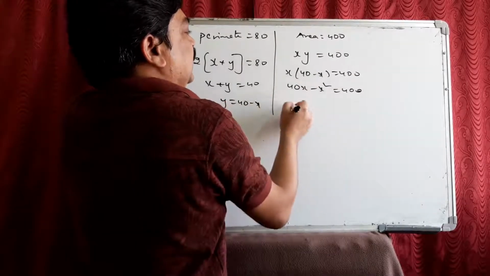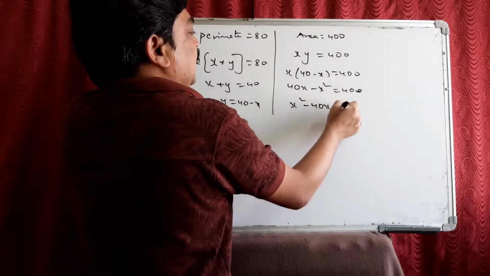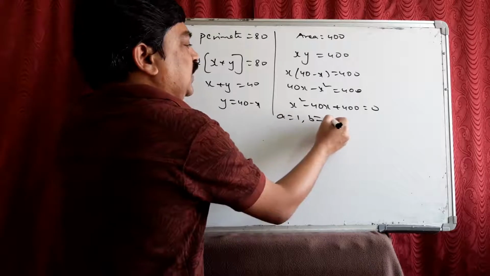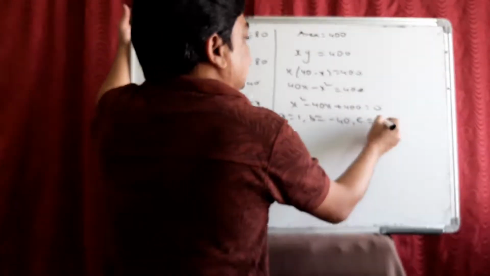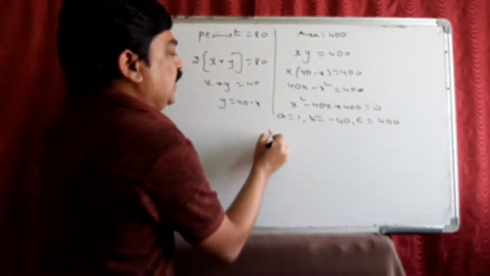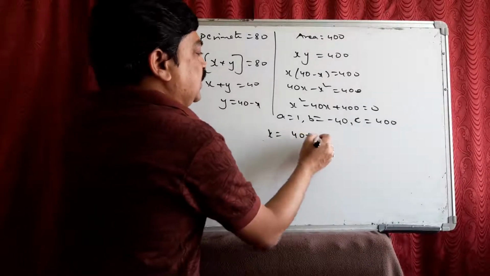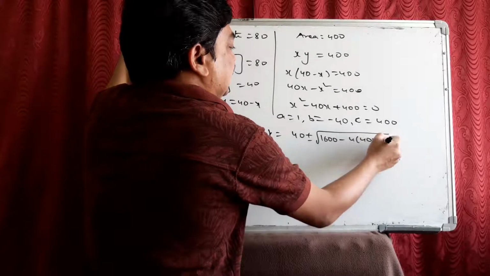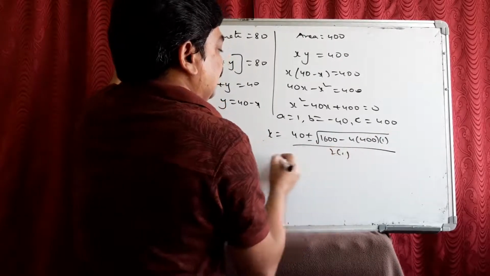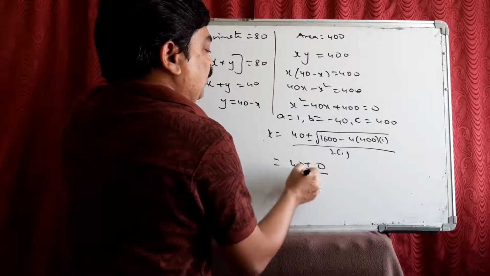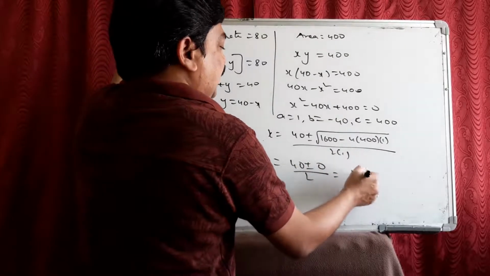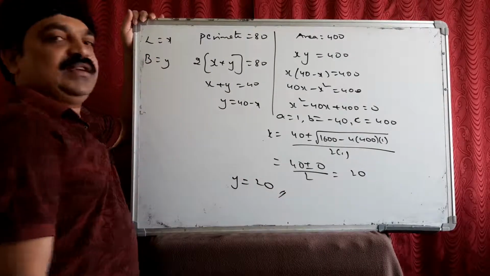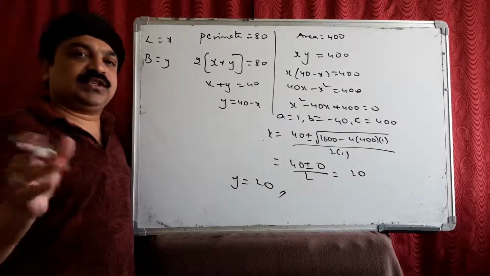Let us take these values. That's x square minus 40x plus 400 is equal to 0. Let us apply the formula so that you can check it easily. x equal to minus b plus or minus root of b square minus 4ac by 2a. So 40 plus or minus 0 by 2, 20. x is 20. When x is 20, y is also 20. So it is possible. The present situation is true.